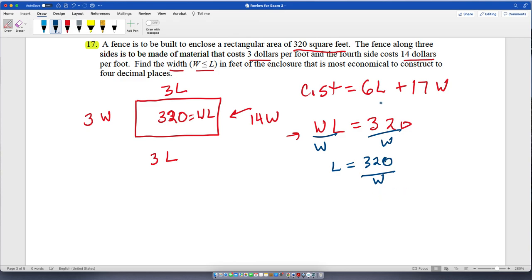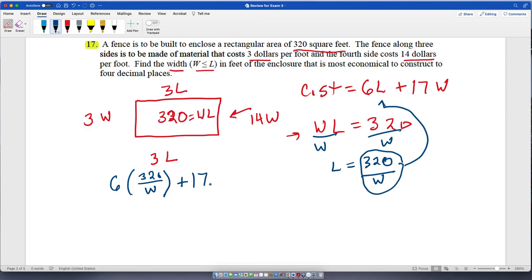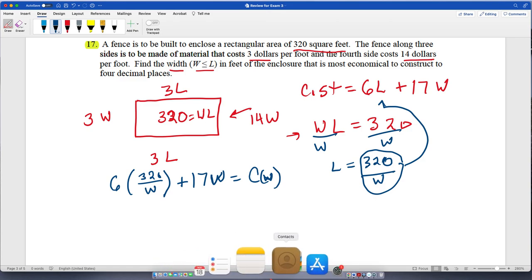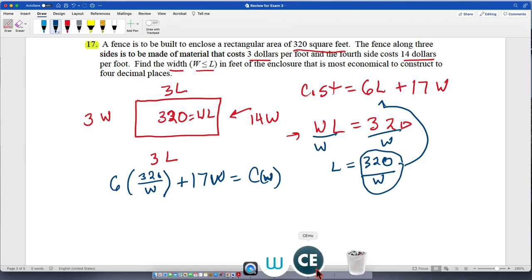So I'm going to substitute this in for L. So the function we're going to work with is 6 times 320 over W plus 17W is equal to the cost function, C of W. We want to minimize this, so we could use algebra. We could actually just graph this at this point, right? Because again, if it's multiple choice, we could just do that and be done. But we'll also go through in case they want us to show the calculus steps.